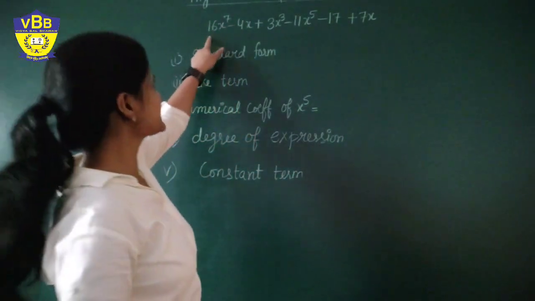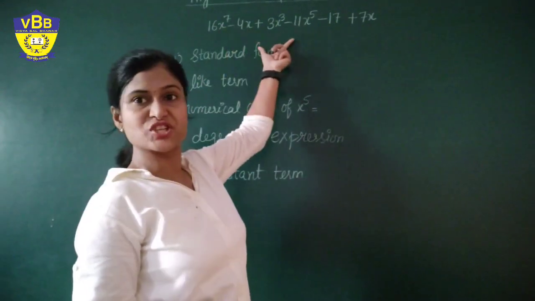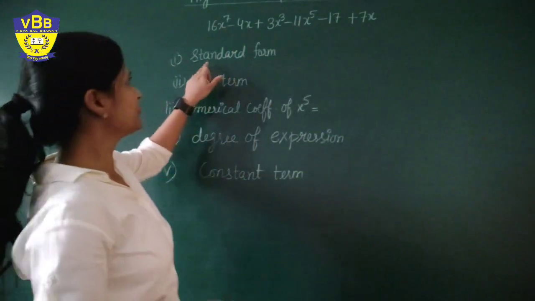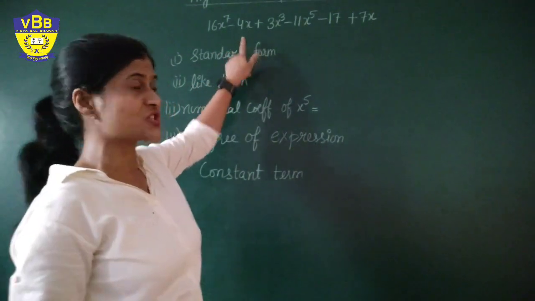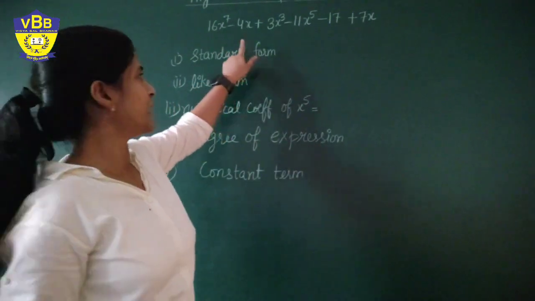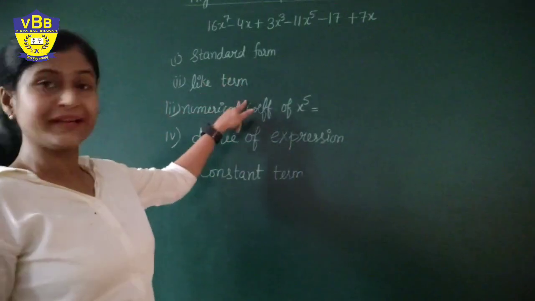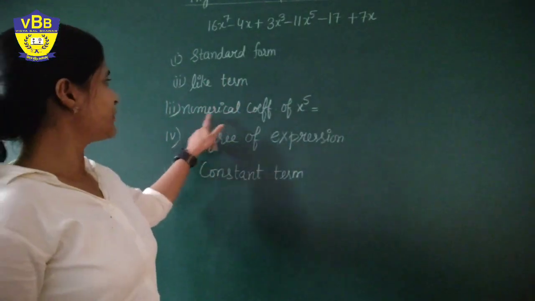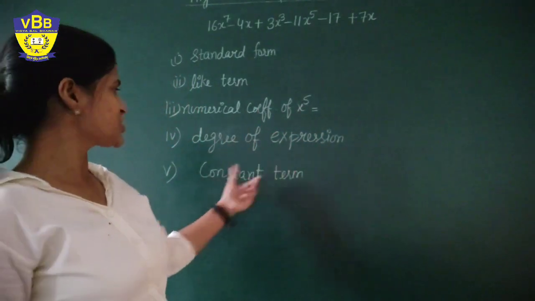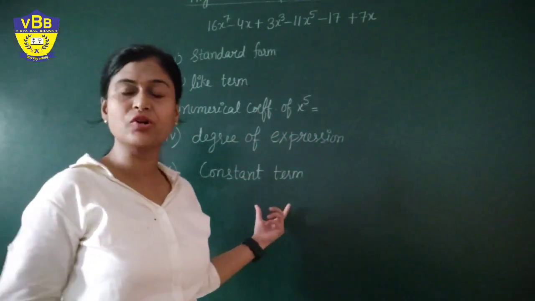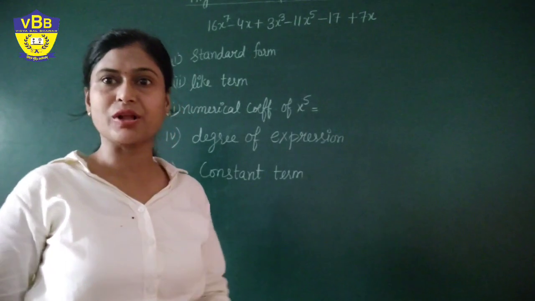In the first problem, an algebraic expression is given and we need to find its standard form. How can we write this algebraic expression in standard form? Write it in standard form here. Also find the like terms, the numerical coefficient of x^5, the degree of the expression, and the constant term. Many more questions are here, so let's solve them.